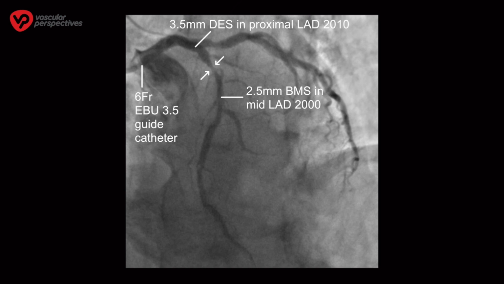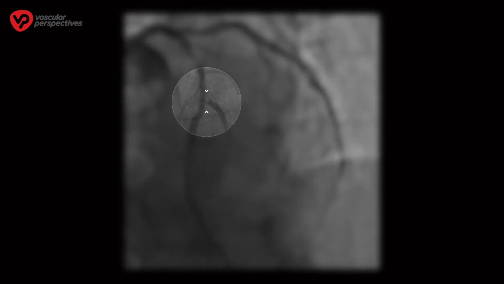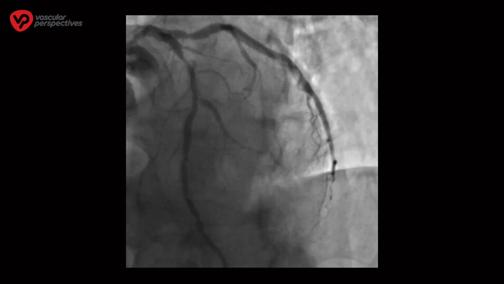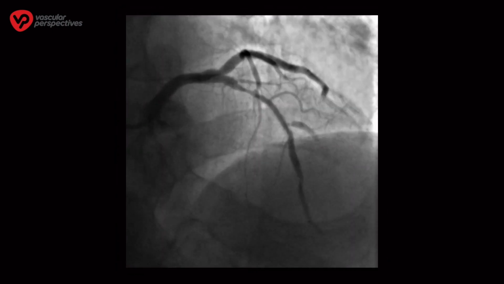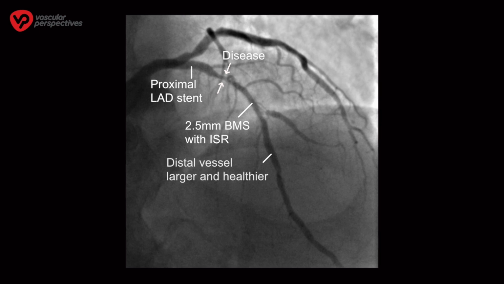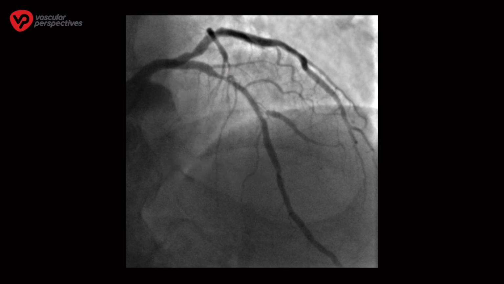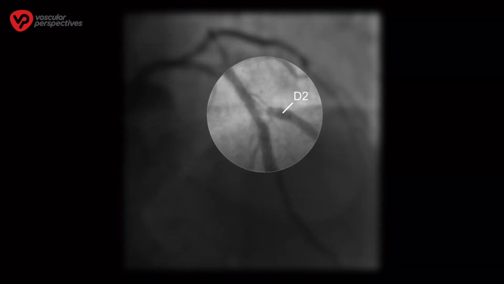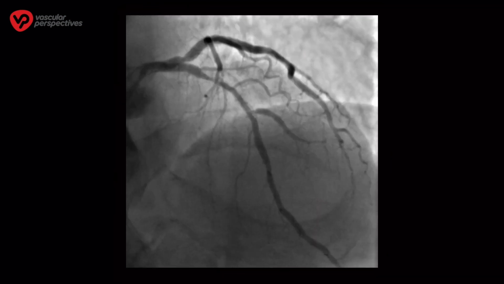There's some new disease between the two stented segments. You can also see there is a tight ostial stenosis in this D2 with slow flow, TIMI 2 flow. This is the RAO cranial view, so you can see that proximal LAD stent much more clearly here, and it's widely patent. You can see there's this disease between the two stented segments. You can see this small 2.5mm stent in the mid-LAD, which looks to be, in addition to being small, to have some in-stent restenosis. The LAD further on is significantly larger and healthier. And there's this tight ostial lesion in D2 with the slow flow, and you can see here that D2 comes off the old stented segment, almost appears disconnected.